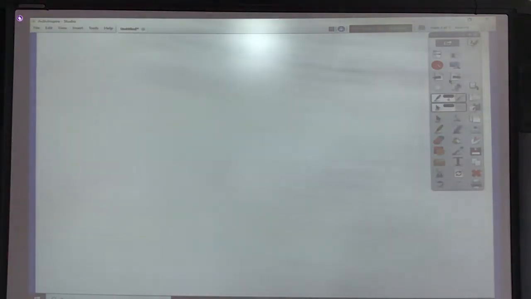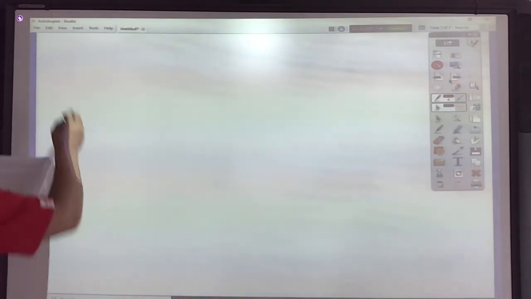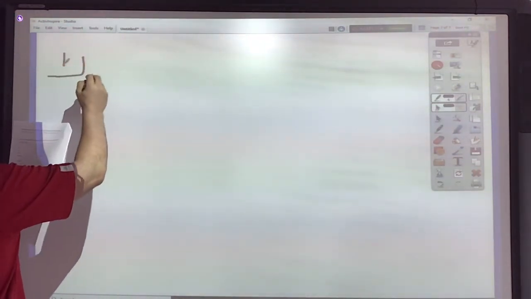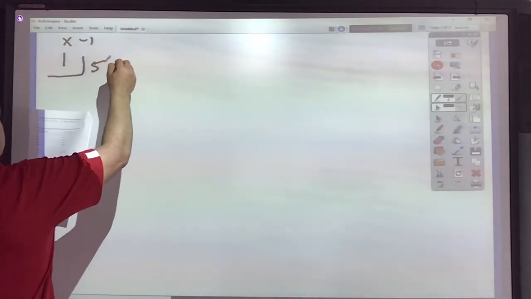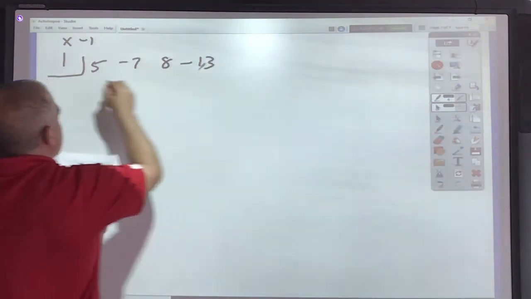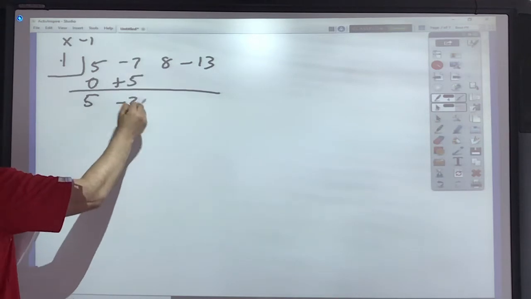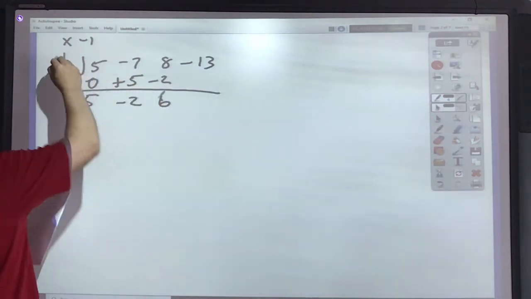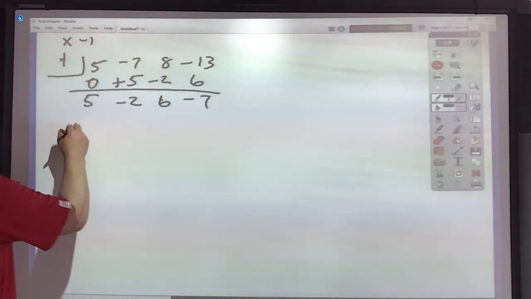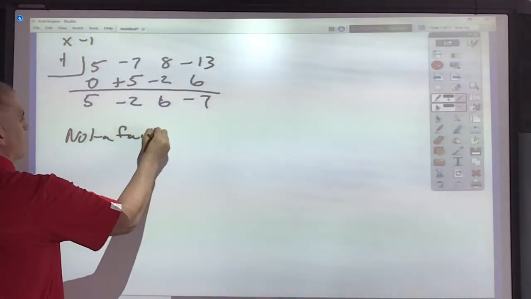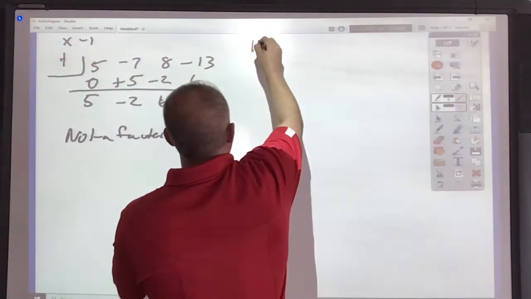Okay, let's go to 14. Use synthetic division. So I got 1 in there. When it's divided by x minus 1, the solution of that, I got 5, -7, 8, -13. That'd be 5. Multiply that, that would be +5. That'd be -2. Multiply that, -2, 6. Multiply that. Okay, so this would not be a factor because this was not 0.